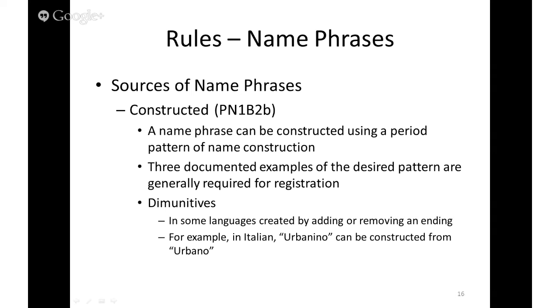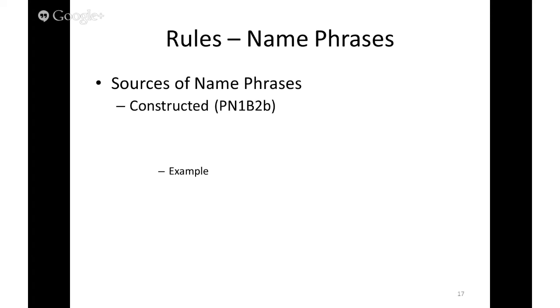In some languages, you add or remove an ending to create a diminutive. So in Italian, if you have the attested name Urbano, you can create the byname Urbanino because they added Nino to the end of names to make it a diminutive. So you may not be able to find any evidence of Urbanino in period, but we do know we have lots of examples of names following this pattern. So that's an example of construction.